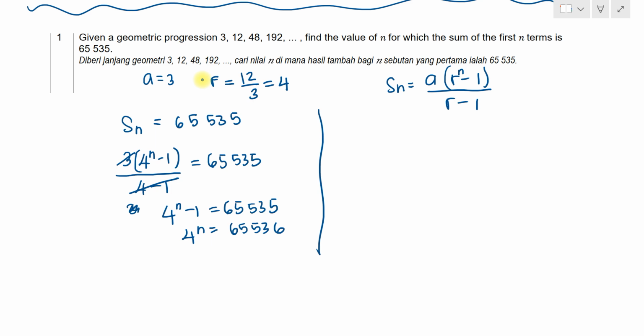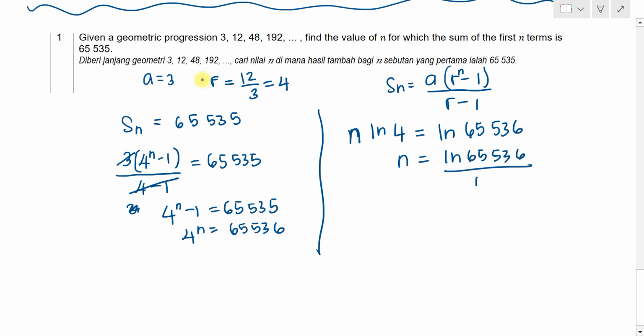Okay, see, I try using ln, no problem at all. And n ln 4 equals ln 65,536. Okay, you can do it like this. Add ln to both sides and then solve it. Okay, so what will it become? n is equal to ln 65,536 divided by ln 4.